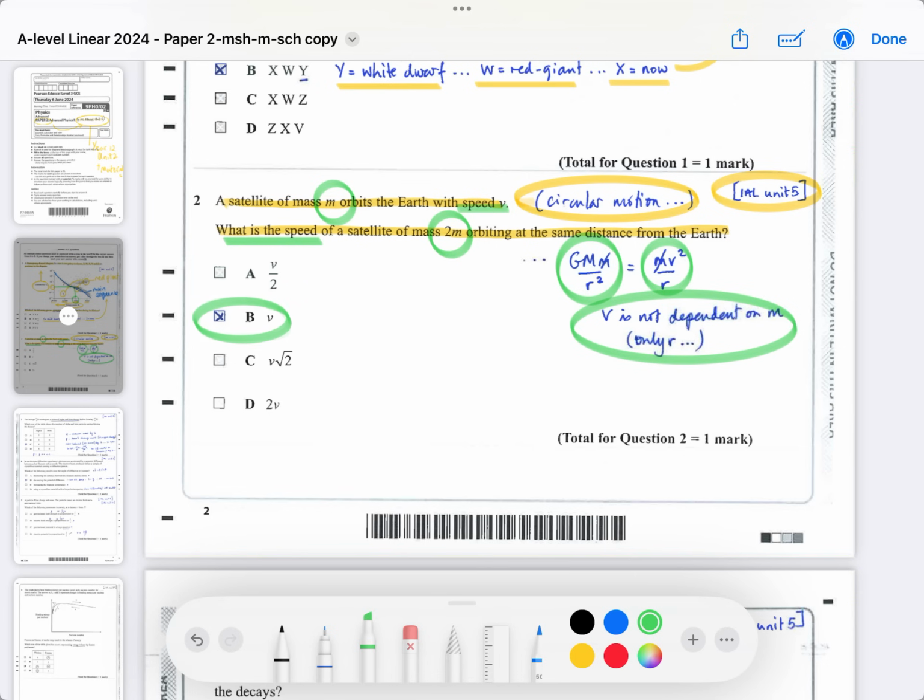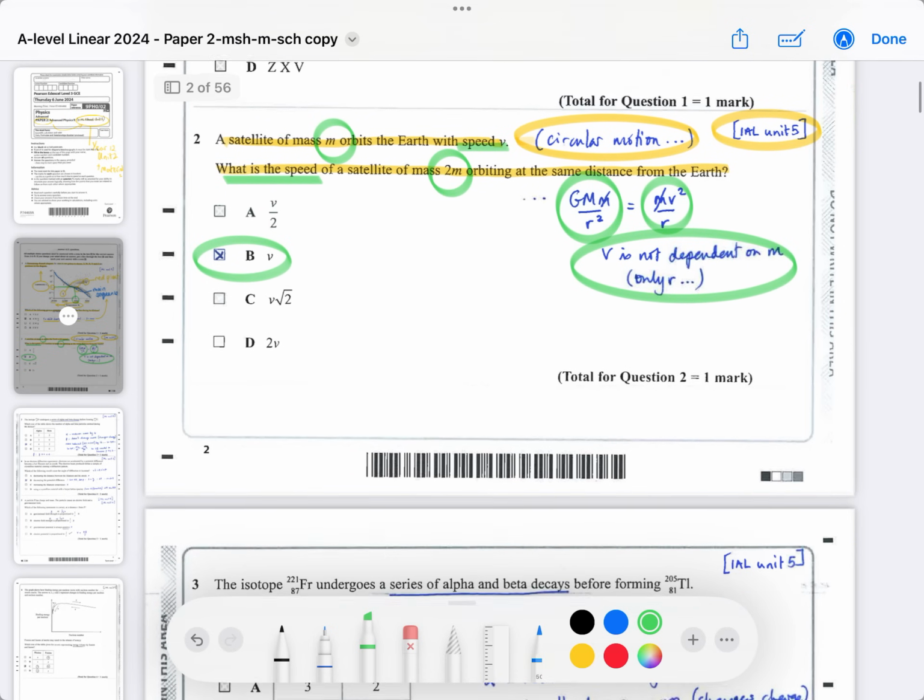Okay. So you can see how the m's cancel out. So m is irrelevant to the speed.